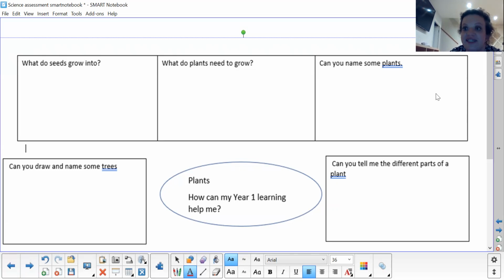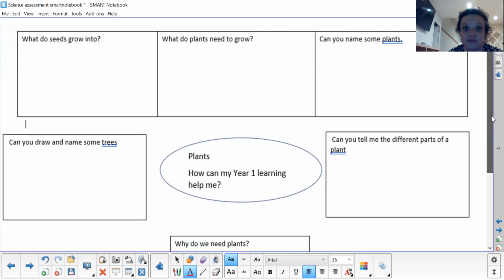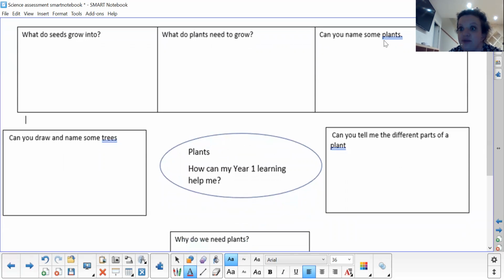So what do seeds grow into? Can you write down some of the things that seeds grow into? What do plants need to grow? Can you name some plants? Can you tell me the different parts of a plant? Why do we need plants? And can you draw and name some trees?